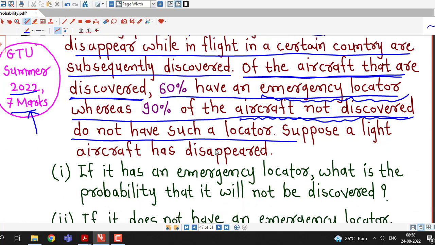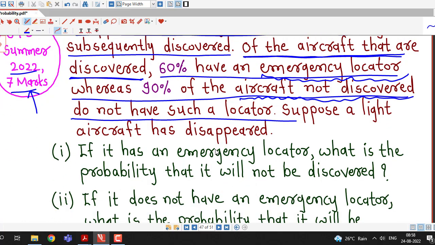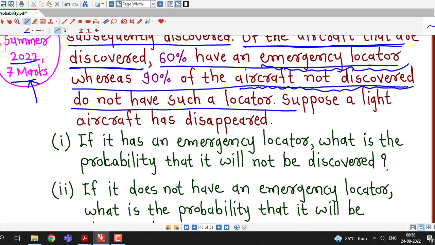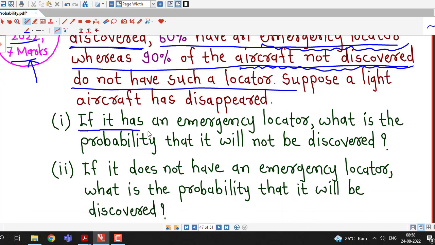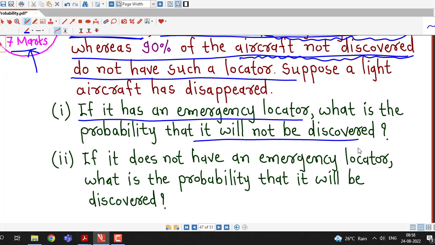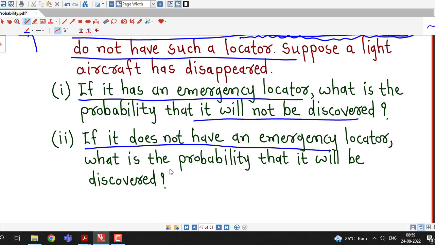Suppose a light aircraft has disappeared. Now we have to decide these two probabilities. If it has an emergency locator, what is the probability that it will not be discovered? Another probability we have to decide is, if it does not have an emergency locator, what is the probability that it will be discovered?